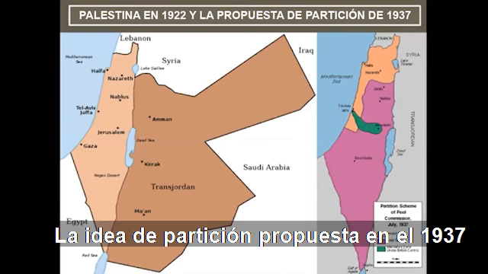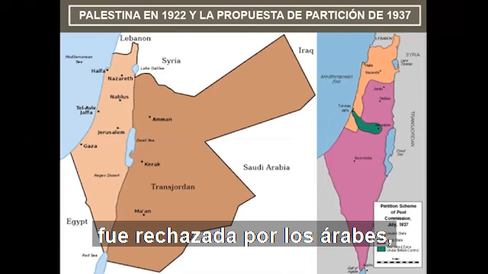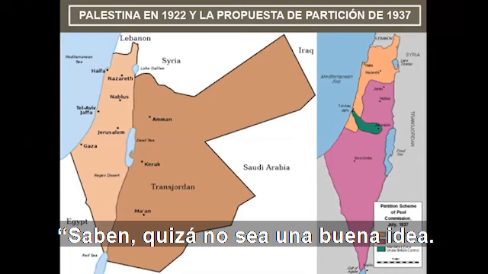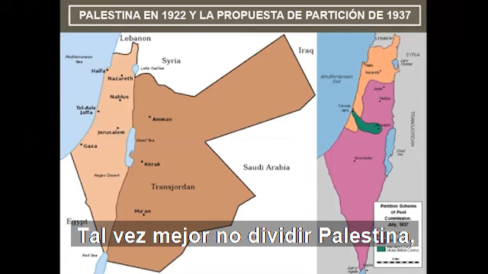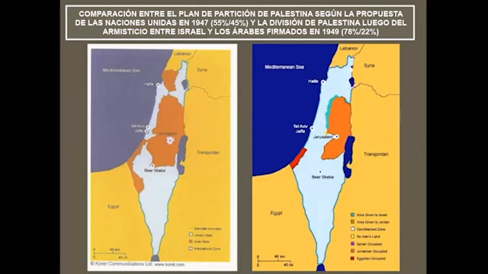The idea of partition in '37 was barely accepted by the Zionists, rejected by the Arabs, and the British finally said, you know, maybe this is not a good idea. Maybe we won't think about partitioning Palestine, at least not now. The map here is what was suggested in 1947, coming out of the United Nations.